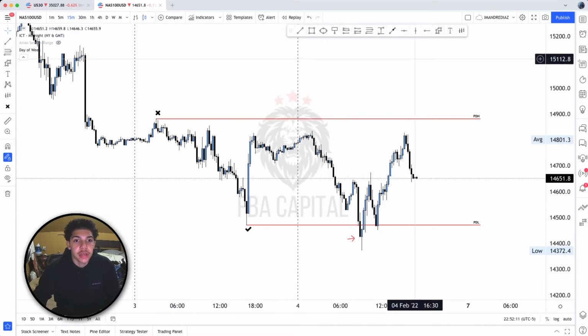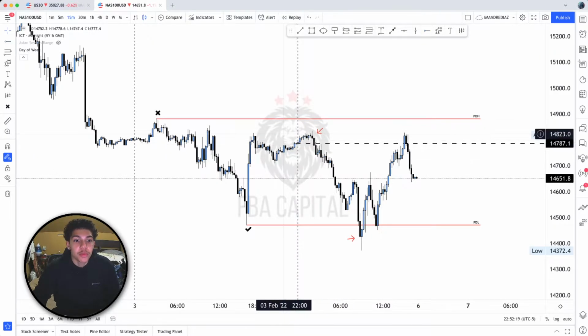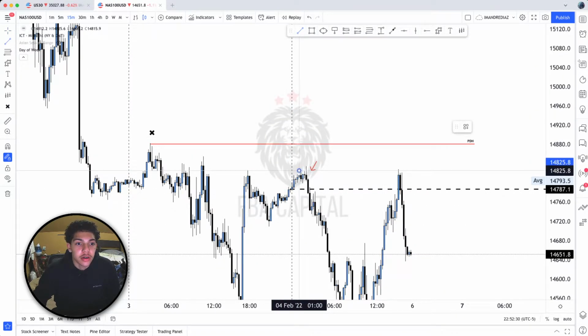So we have the low of the day down here, then we have the high of the day right up here. That was created during what time? London session. So let's also get the 12 a.m. open right here. Price came right above the 12 a.m. open and made the high of the day at 2 in the morning, after clearing this little swing high right here.